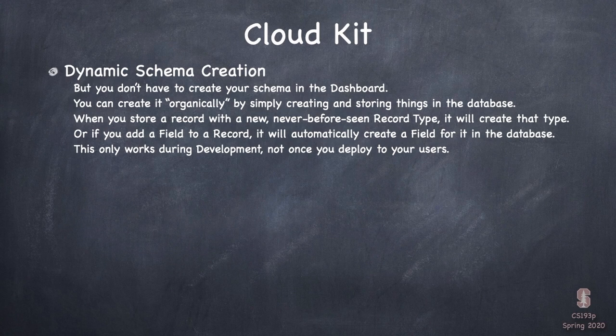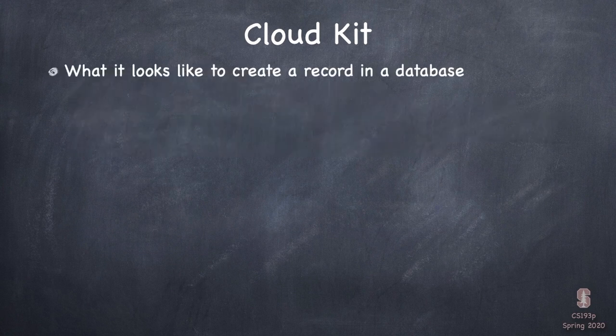Of course, right? You do the dynamic schema creation while you're in development. Once you get the record types and fields you want, then you go live. Let's take a look briefly at what the code looks like when you're writing a CloudKit app.